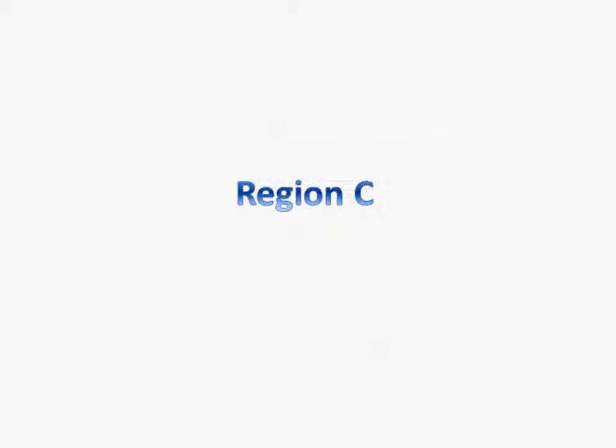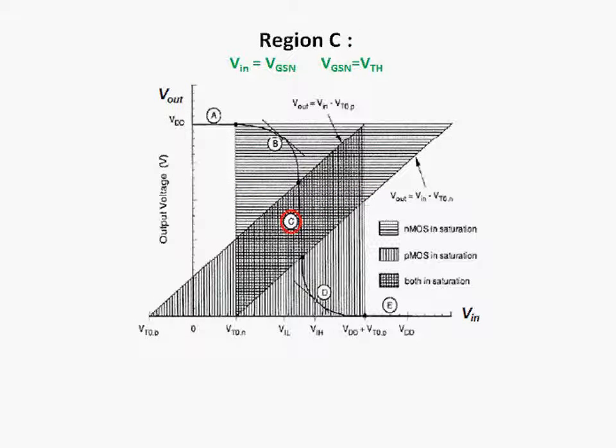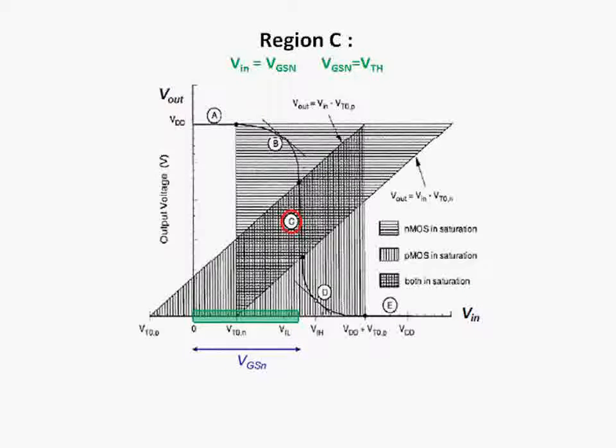Region C. Based on the voltage transfer characteristic curve, the inverter's input voltage is equal to VTH. Therefore, the region in green indicates the NMOS gate source voltage. Based on the KVL analysis at the inverter's input, we know that the gate source voltage of the NMOS plus the gate source voltage of the PMOS will be equal to VDD.